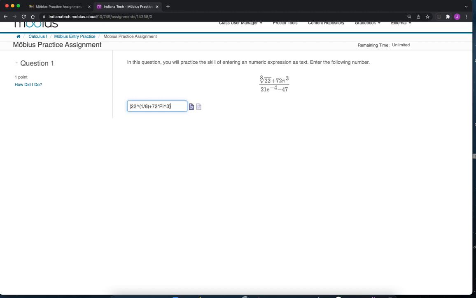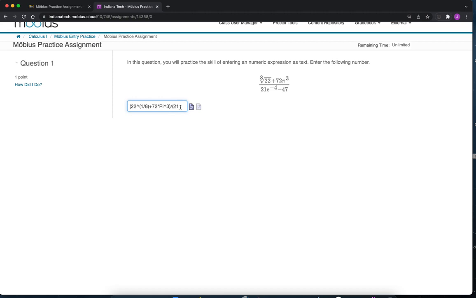So now the division is indicated by that slash, right? So I guess you could say that's your forward slash. And then open the parentheses in the denominator, and then what do we have? Well, we have 21, and it's times. So we're multiplying, and I didn't mention it earlier, but yes, we have 72 times pi to the third power.